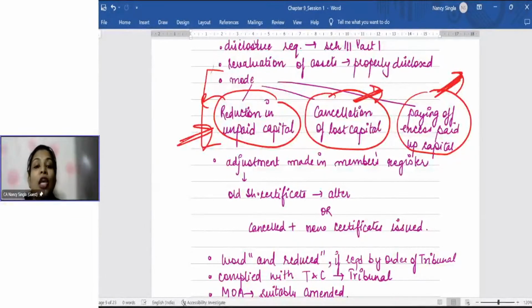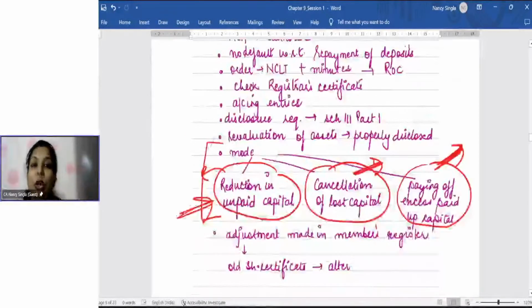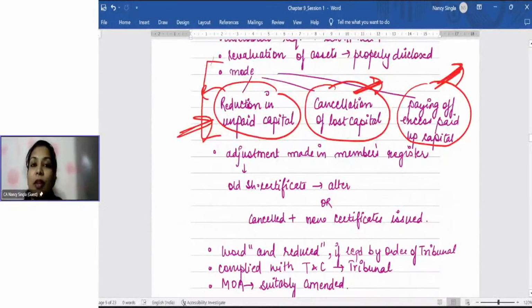हाँ? You all must be aware that the order of NCLT, National Company Law Tribunal, is required when the company reduces the capital, and the copy of such order along with the minutes of the meeting needs to be filed with the ROC. Auditor will verify whether that has been done or not. After that, the ROC will give an order. So auditor will verify that certificate.